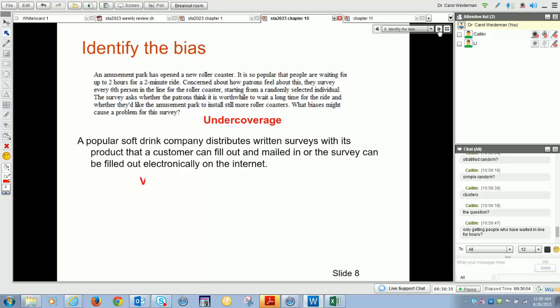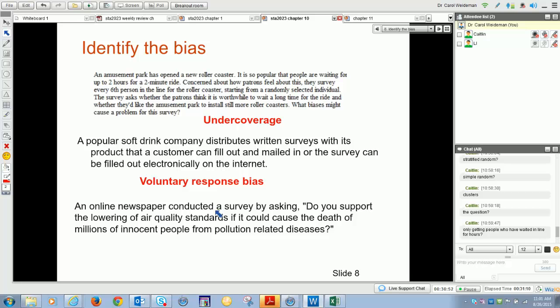For this one, I would go with voluntary response bias, because people are volunteering to respond. We don't know anything about the question, so we can't really call it response bias, but voluntary response bias. People are volunteering to respond. And then an online newspaper conducted a survey by asking, do you support the lowering of air quality standards if it could cause the death of millions of innocent people from pollution-related diseases? Probably should say reduce, it's kind of weird wording, but what kind of bias is here?